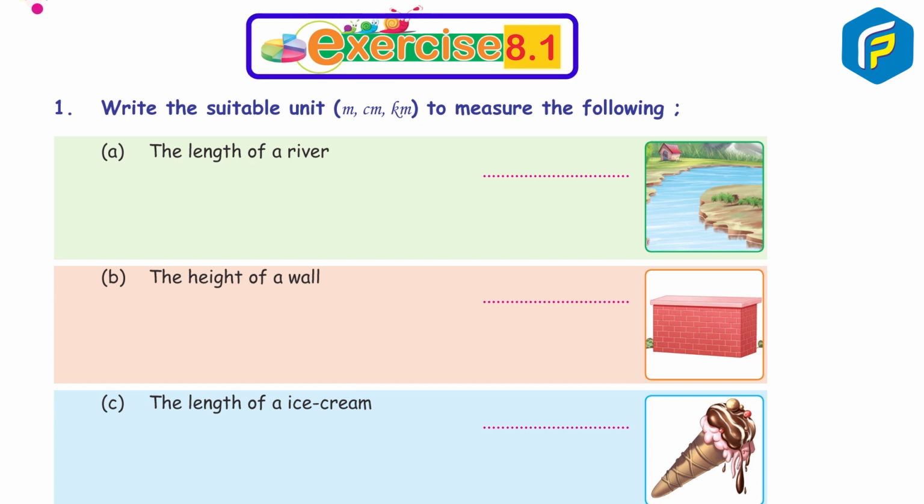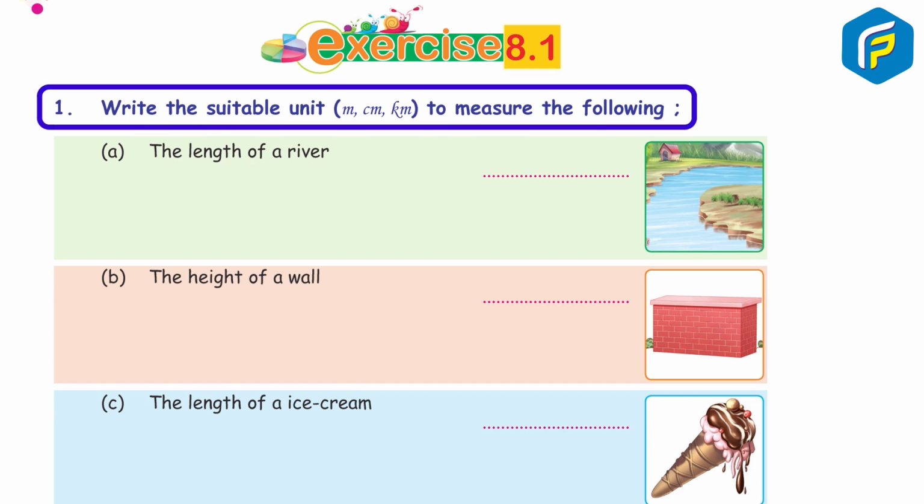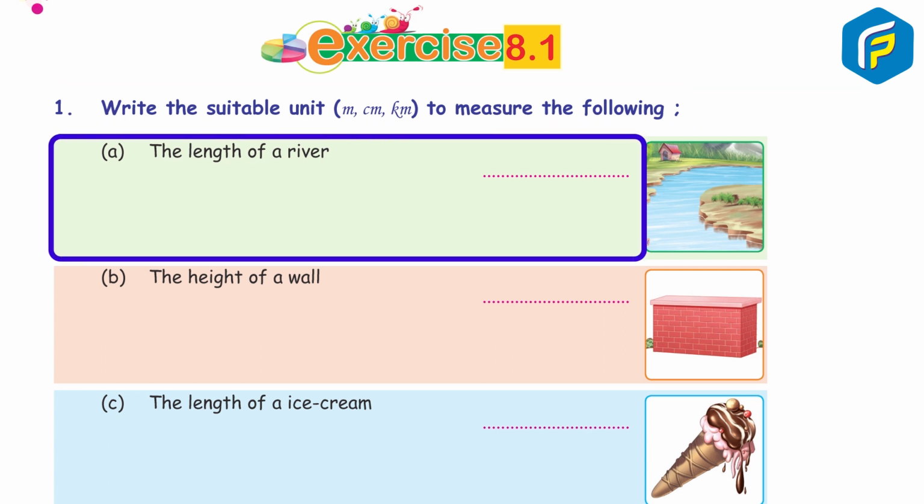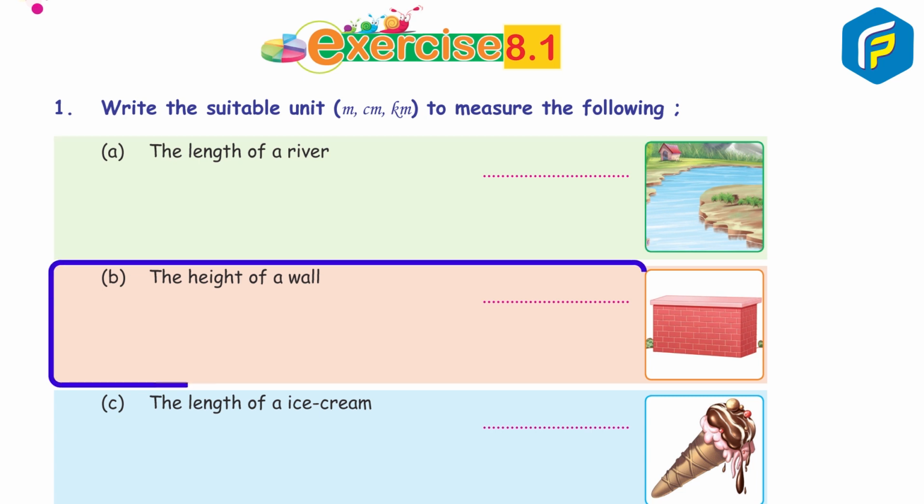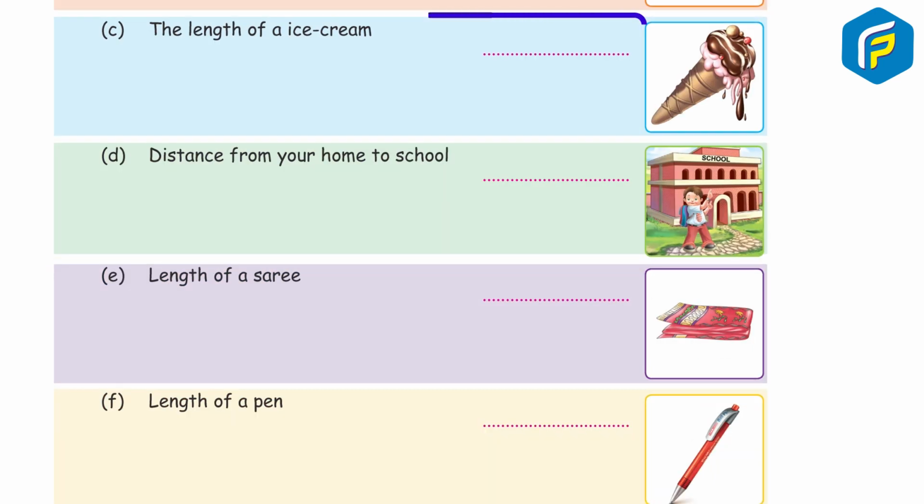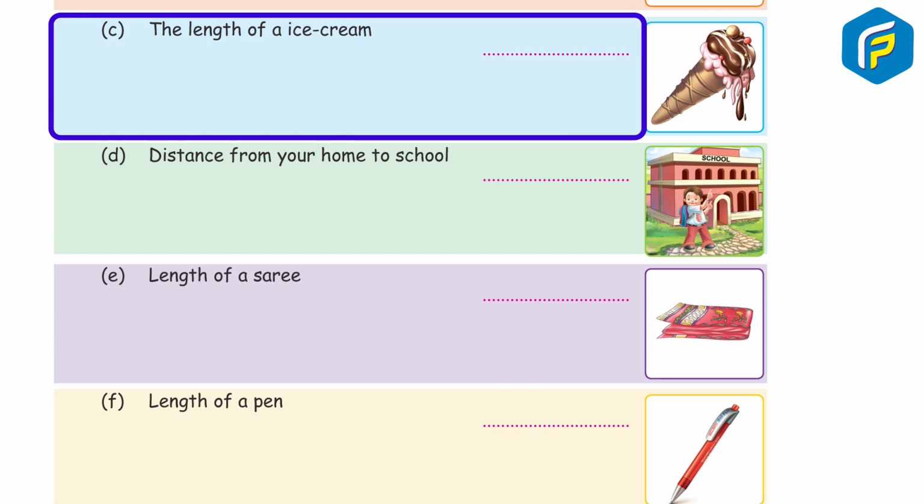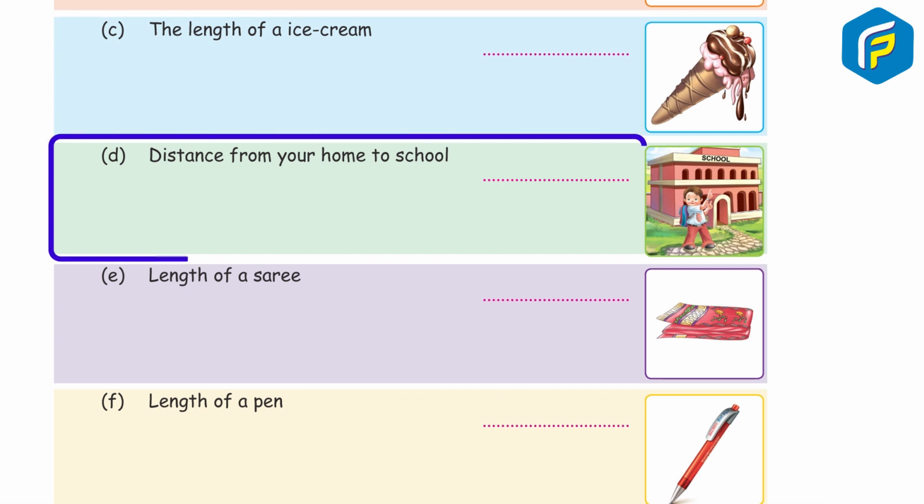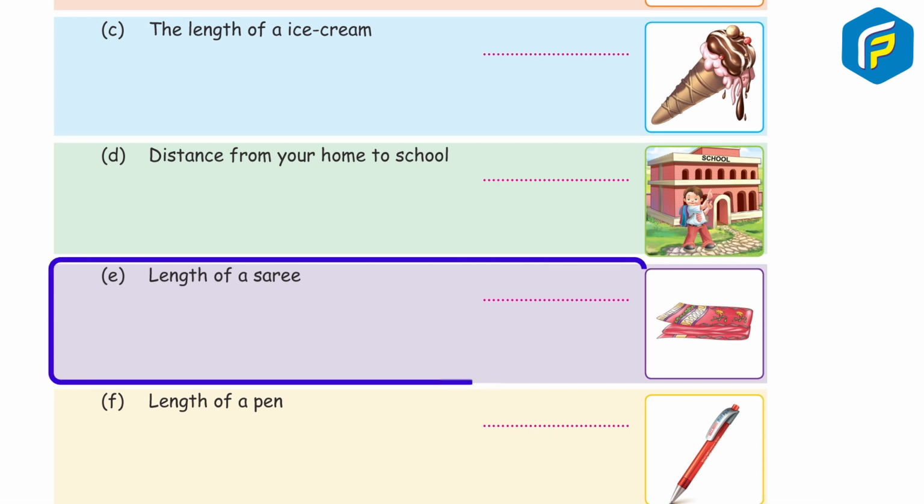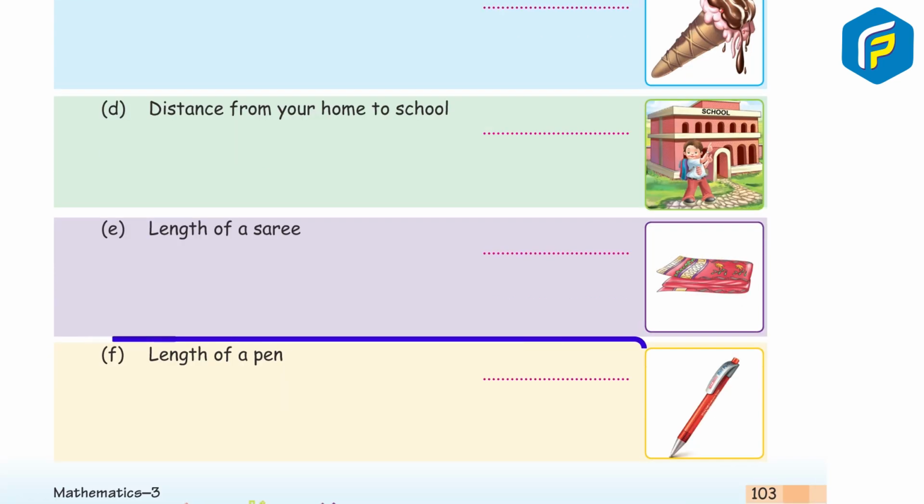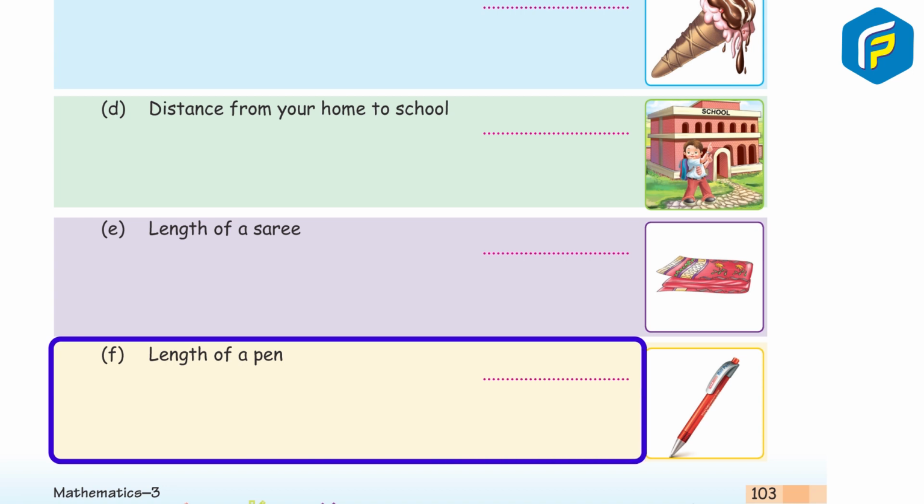Exercise 8.1. Question 1. Write the suitable unit, meter, centimeter or kilometer, to measure the following. A. The length of a river: kilometer. B. The height of a wall: meter. C. The length of an ice cream: centimeter. D. Distance from your home to school: kilometer. E. Length of a sari: meter. F. Length of a pen: centimeter.